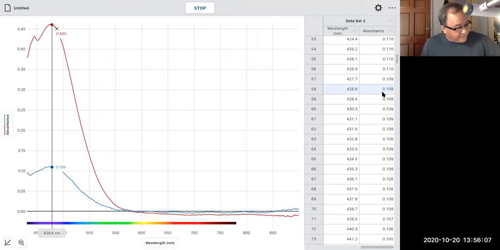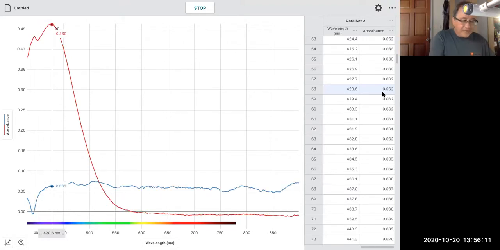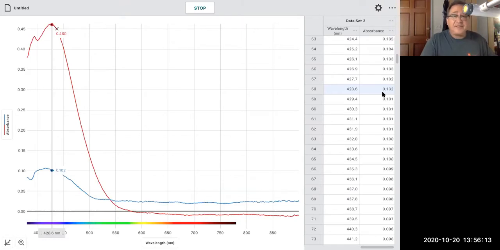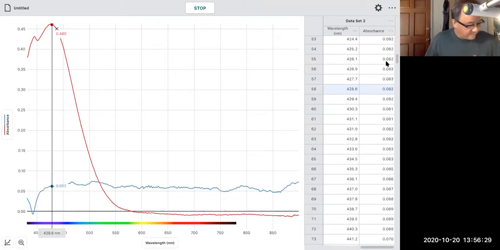And lastly, I'm going to put in the solution of unknown concentration, and its absorbance at 426.8 is 0.089. Okay, so let's take a look at these again. And let me show you the data that I've collected.